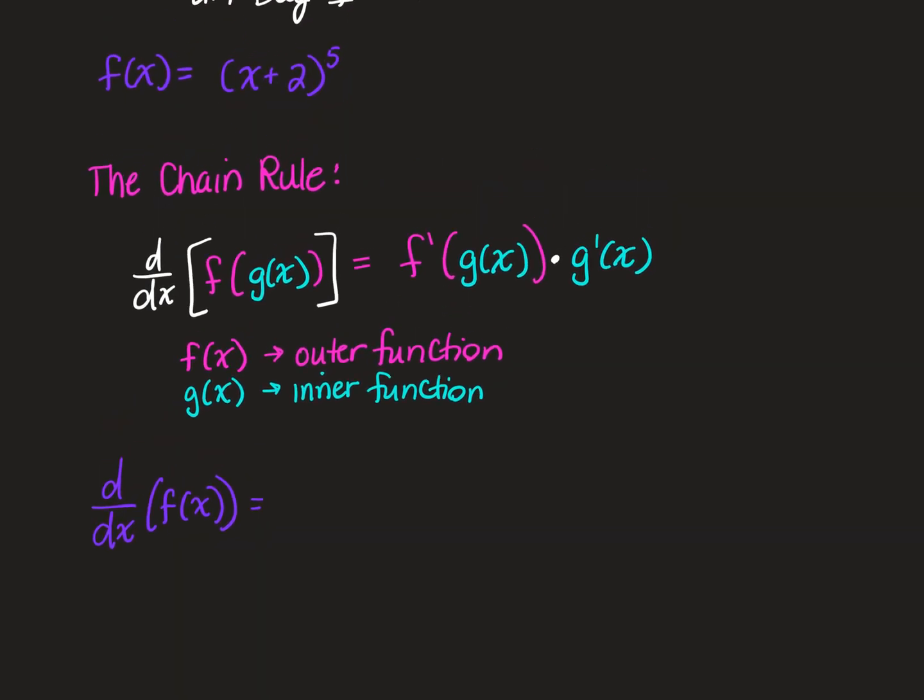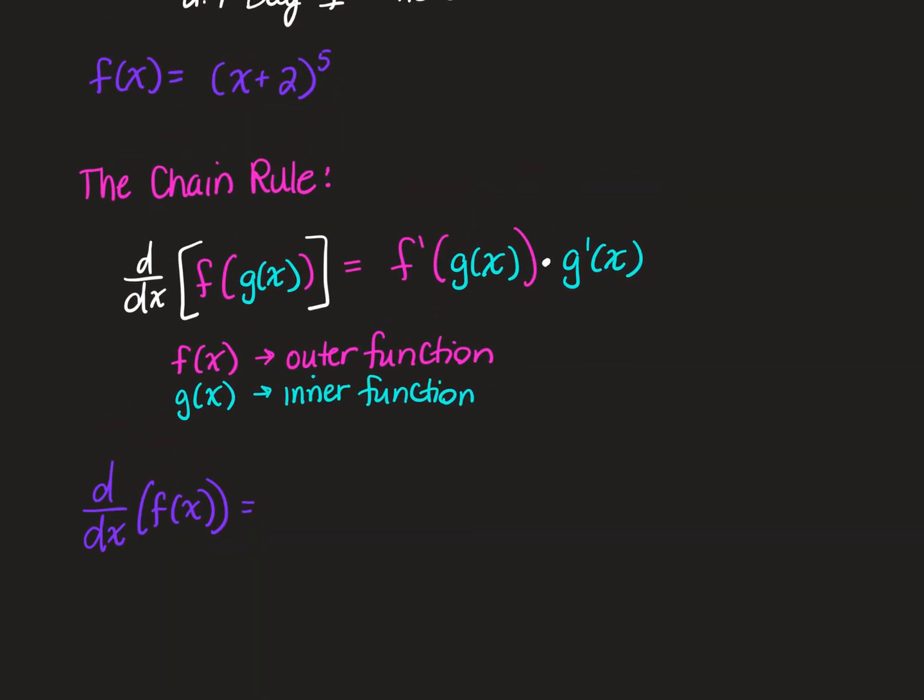So if we look at our original function here, my outside function could be thought of as being this raising to the fifth power. Okay, so that's what I'm going to call my outer function. I'm raising something to the fifth power. Now we know how to find the derivative of that, and we'll come back to that in just a moment. The inner function is what's inside that being raised to the fifth power. So that would be our x plus 2.